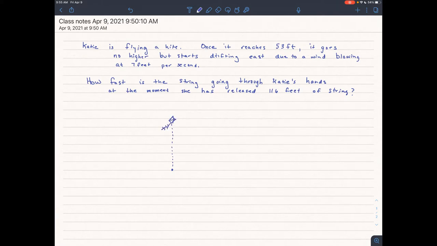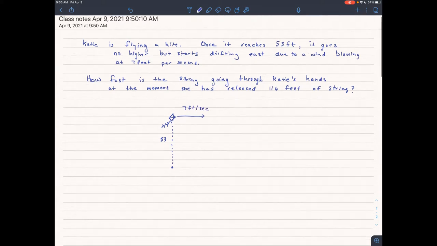I can't draw really well, but that's okay. So this is 53 feet. And we know a wind is blowing in this direction to the east at 7 feet per second. And we want to know how fast the string is going through Katie's hands at the moment she's released exactly 116 feet of string. So when we think about this, the kite is now moving over here.